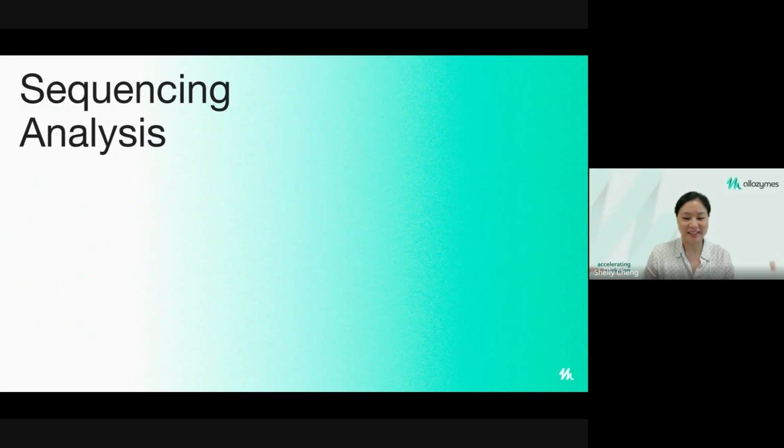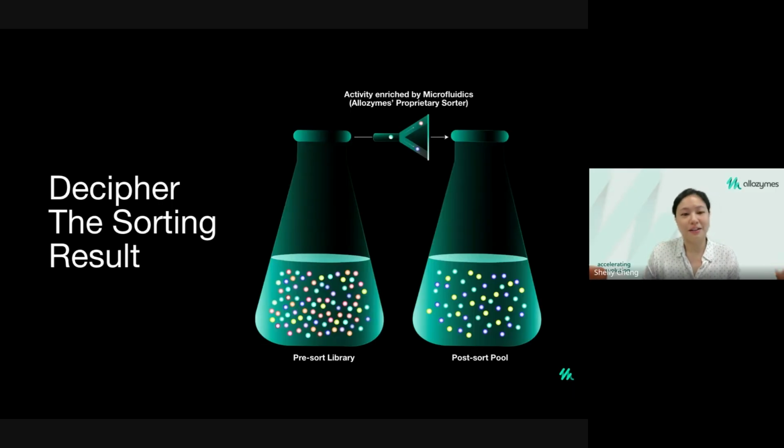So at Allozymes, we use nanopore sequencing mainly to understand our libraries. So here's a very simple illustration. You can see we have a pre-sort library, which could be a million different variants in there. After microfluidic sorting, we enrich what we call a sorted population, a post-sort pool. In this pool, we'll have only a limited number of variants that have better activity.